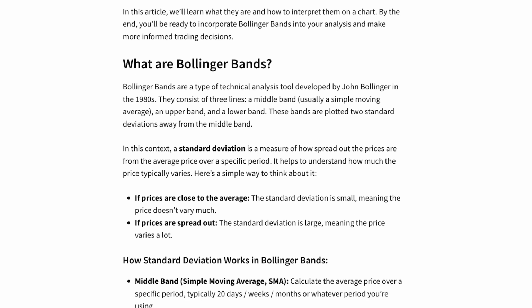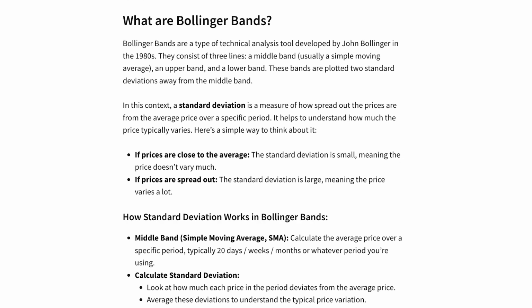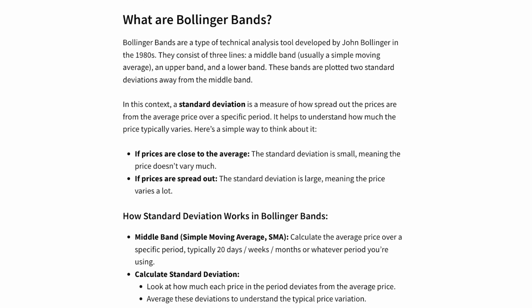So let's jump right into it. What are these Bollinger Bands? Well, this is a tool that was developed by someone named John Bollinger in the 1980s, and they consist of basically 3 lines. So you're going to get a middle band, and it's usually a simple moving average, usually like a 20-period moving average. So if you're looking at the daily chart, it's going to be a 20-day moving average, weekly chart, 20-week moving average, and so on. And then there's an upper band and a lower band, and these are plotted 2 standard deviations away from the middle band.